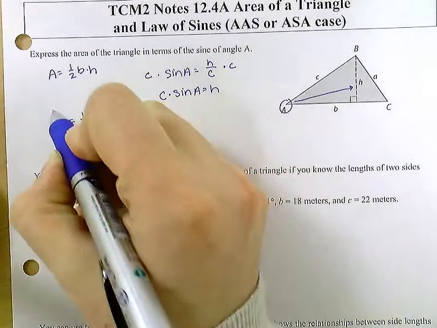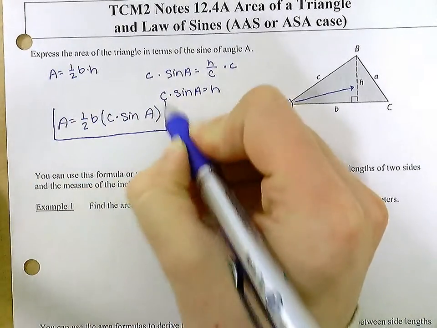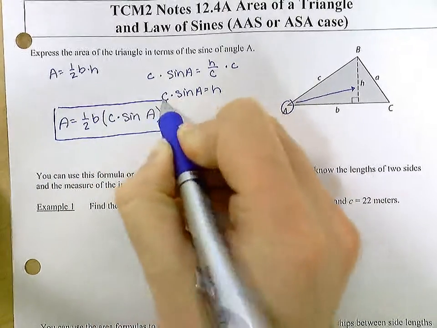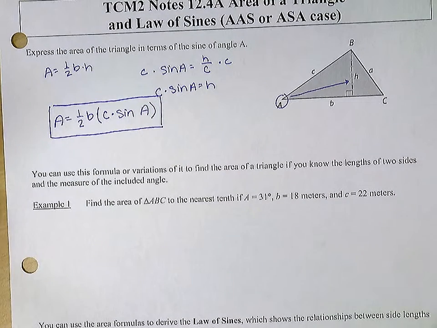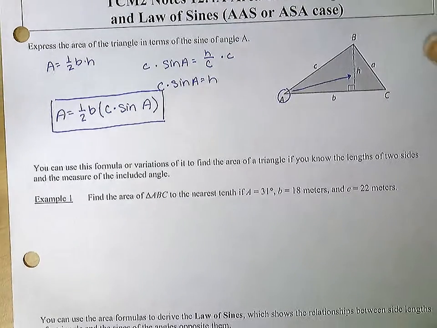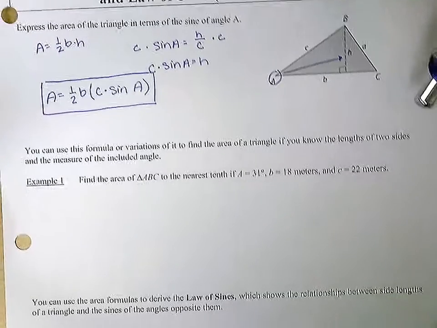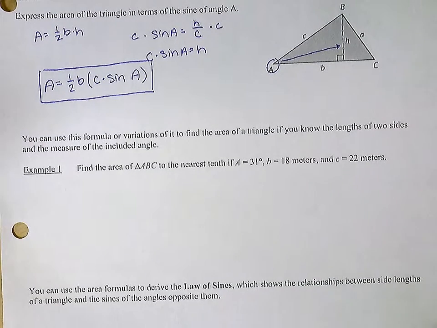So you will need to know that formula, so make sure you box it, circle it, highlight it, whatever you need to do. You can use this formula or variations of it to find the area of a triangle if you know the lengths of two sides and the measure of the included angle.